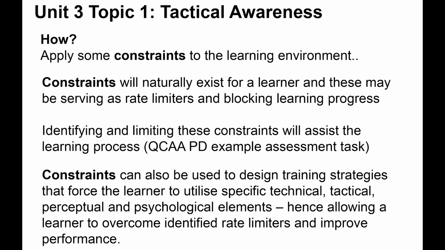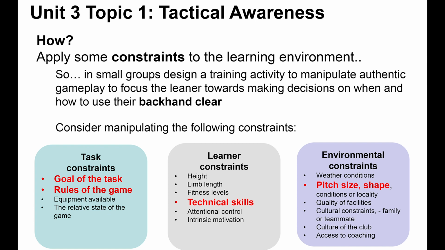So has anybody very quickly got any suggestions? If I want to make a student fix their backhand clear, how could I modify the size and shape of my badminton court, the goal that I want them to do, the rules of the game, or the skill? How can I modify those things to force them to think about using it? Good. So if you win using a backhand clear and it's in the right area, you get 2 points. You can make it the only way to score a point. So you can play all the rallies you want, but unless you win a point using a backhand clear, you don't win a point.